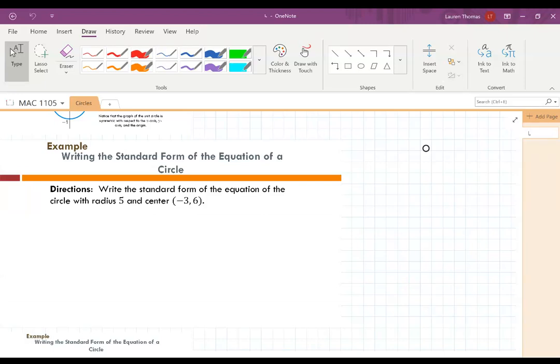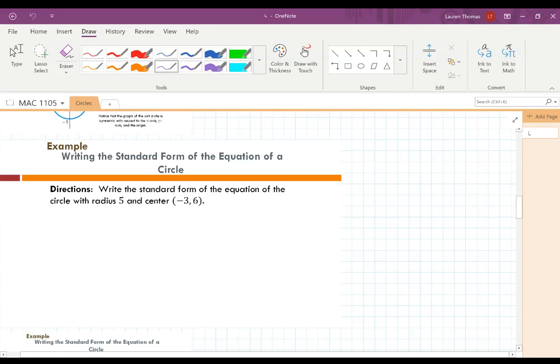Okay, so now that we are familiar with the definition of a circle, let's go ahead and try some example problems. So in this first example, they want us to write the standard form of the equation of a circle. It says write the standard form of the equation of the circle with radius 5 and center -3, 6.